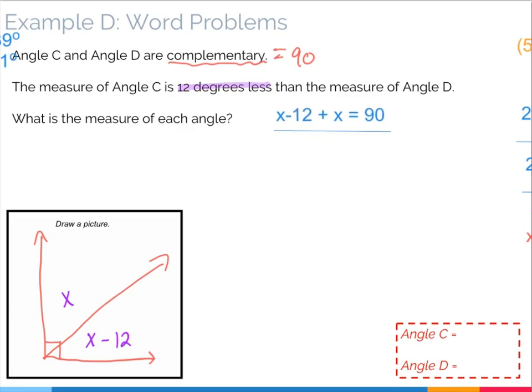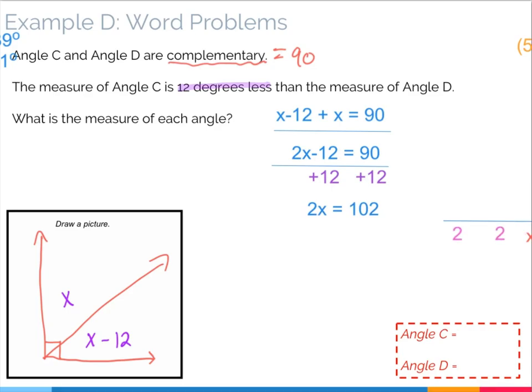Then we're going to combine like terms. So x and x are going to give me 2x. The negative 12 has nothing to combine with, so it's just going to stay minus 12. Then we're going to get rid of our constant by adding 12 to both sides by using the inverse operation. The inverse of negative is addition. So we're going to end up getting 2x equals 102. Then we're going to get rid of our coefficient by dividing both sides by 2. And when we do that, 102 divided by 2 is 51, so x equals 51.